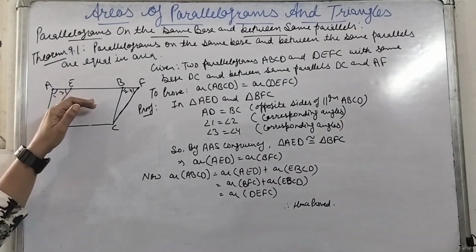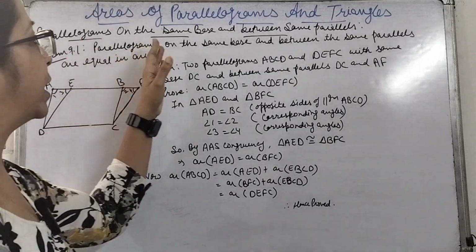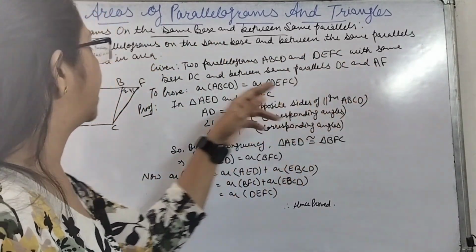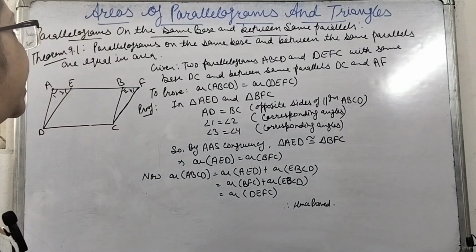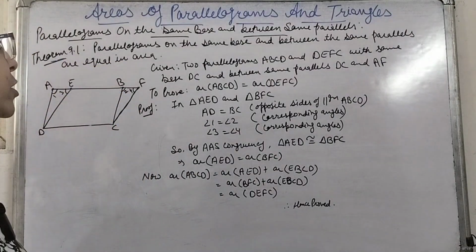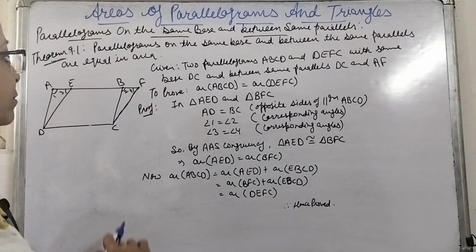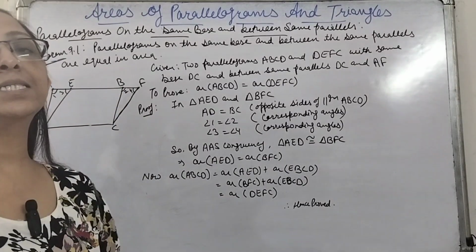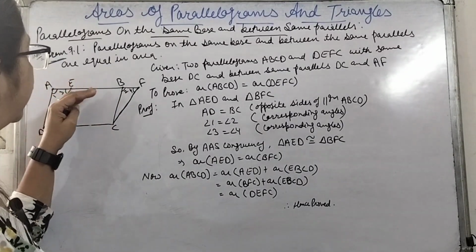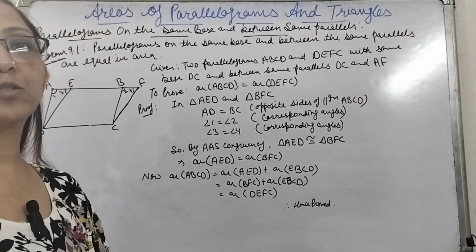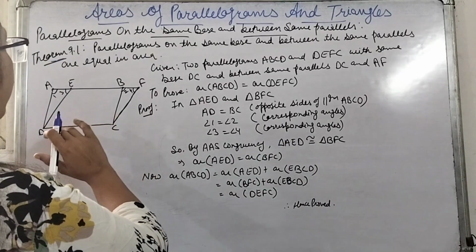Now what is given to us is that parallelograms on the same base and between the same parallels are equal in area. This is your theorem 9.1, that if there are two parallelograms on the same base and between the same parallel lines, then the area of both the two parallelograms will be equal. Now how can we prove it?